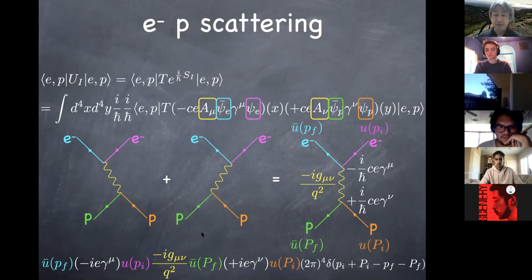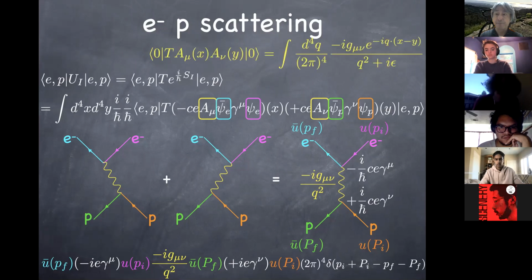So that's the idea of the electron-proton scattering. We also learned that the sum of these two diagrams giving you a single propagator is the origin of the Coulomb interaction. So the Coulomb interaction is actually due to the exchange of the virtual photon. So that's another thing we learned from this example.